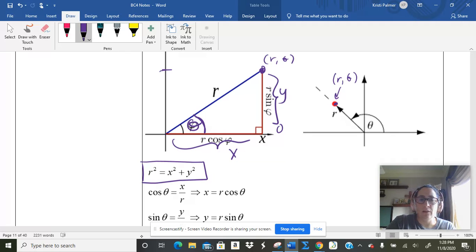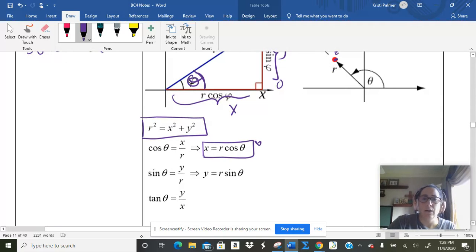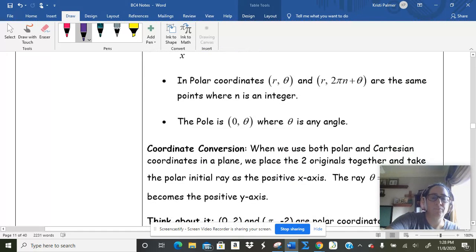Then I know that the cosine of theta is, let's write this out, SOH CAH TOA. So the cosine of this theta is the adjacent over the hypotenuse. So here I can see the cosine of theta is x over r, and then we basically just want to get it in terms of x. The sine of theta is the opposite over the hypotenuse, so y over r, and then we can solve for y. And the tan of theta would be opposite over adjacent. We don't use that one as much.